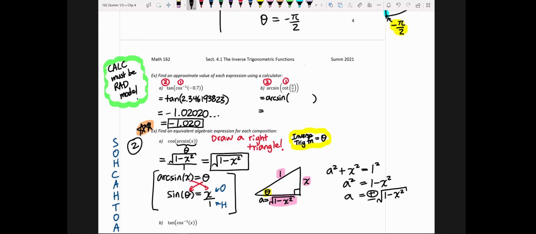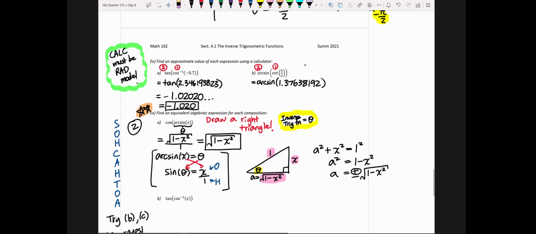Okay. Part B, let's try this one. So cotan of pi over 5. Remember, cotan is 1 over tangent. We're in radian mode. So this is going to be 1.376389192. Do not round that. When you do arctangent of that answer, you should get an error message.